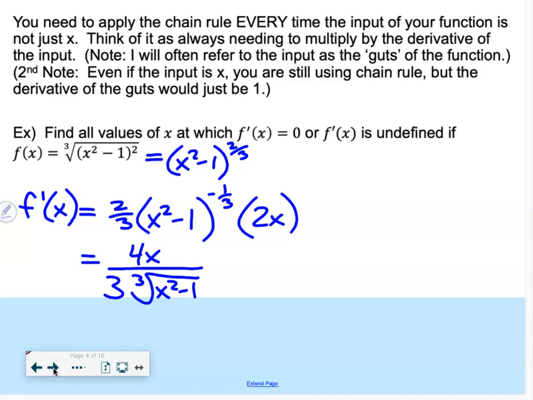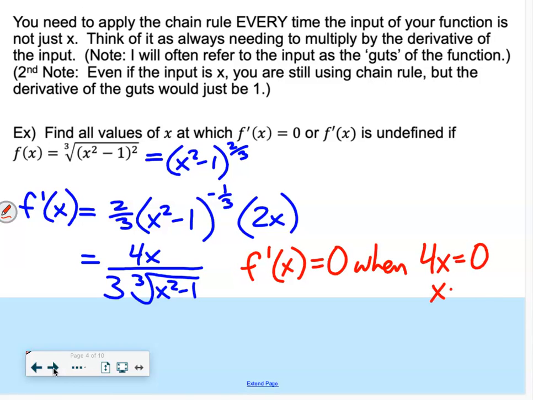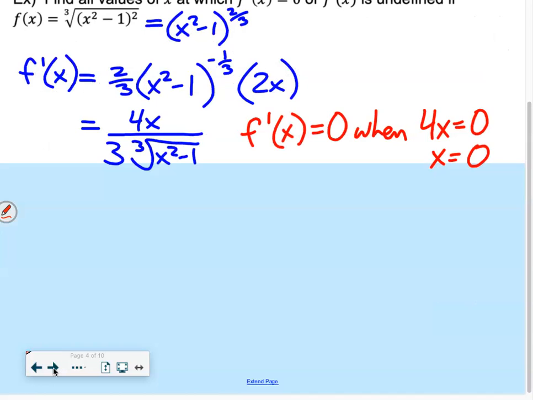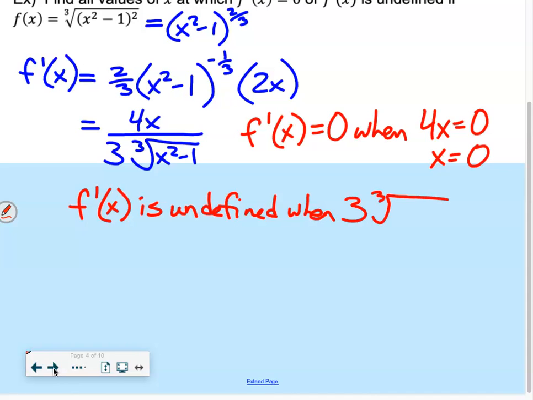So f prime equals 0 when 4x equals 0, or in other words, at x equals 0. So at x equals 0, our derivative is 0. f prime is undefined when 3 times the cube root of x squared minus 1 equals 0.